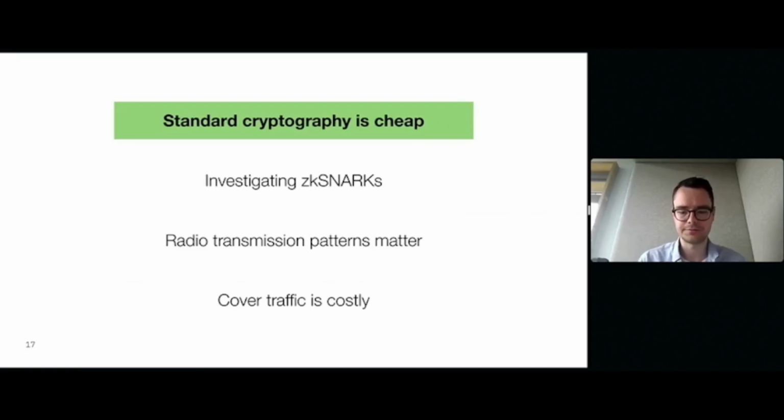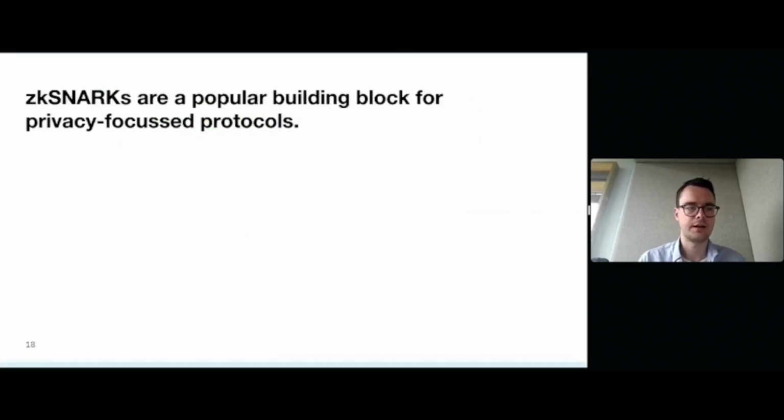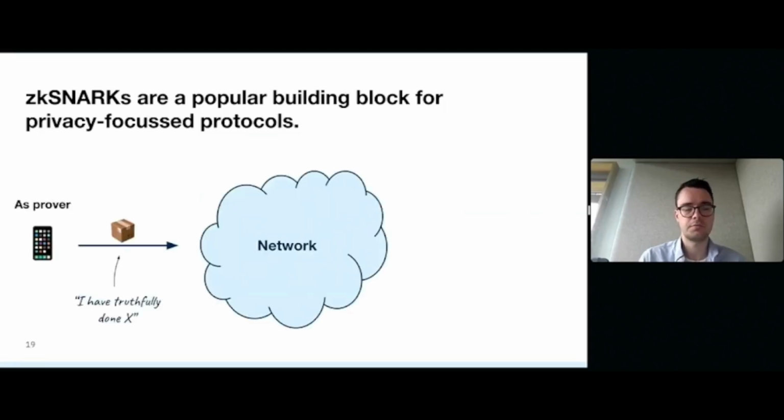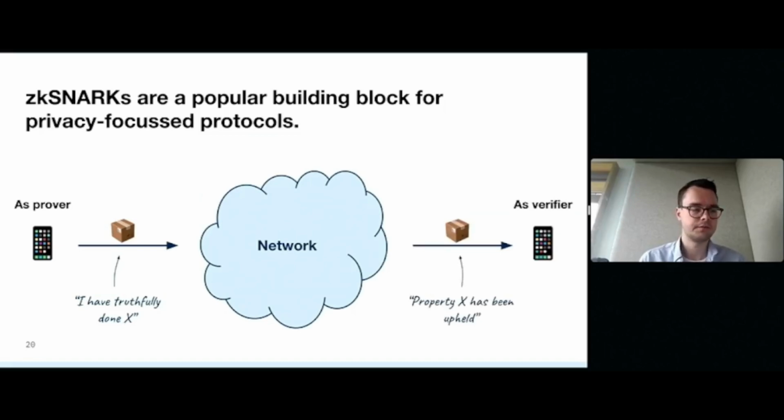So we can tick that off and take that home with us, that we don't need to worry about those standard cryptographic operations. What, however, is more interesting are ZK snarks, because they have become a very popular building block for privacy-focused protocols, because they allow us to prove a statement without revealing private input and without, well, giving any knowledge to the verifier. And our smartphone could be a prover trying to prove to the network and its peers that it has truthfully done something, or a verifier. So some other part of the network tries to verify for us that something was done correctly without revealing to us what the underlying secret inputs were.